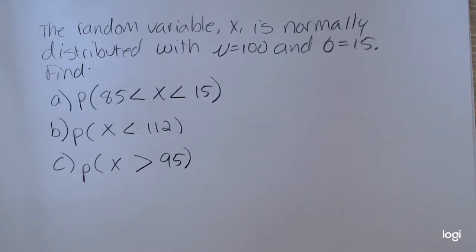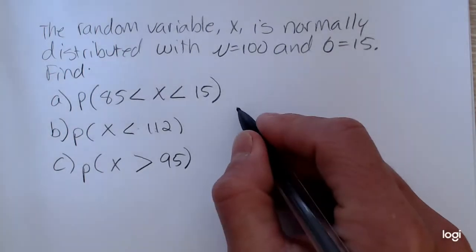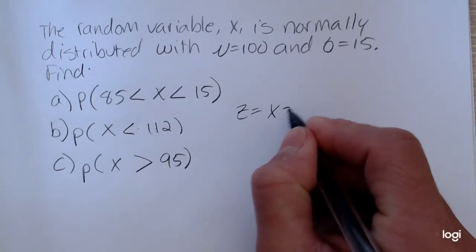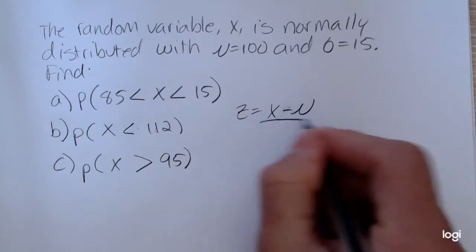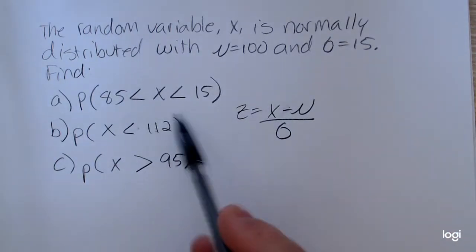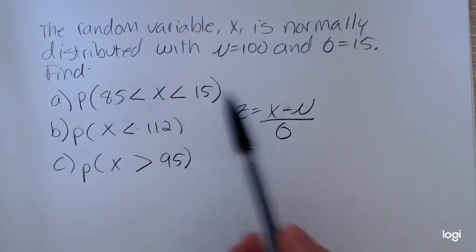Now, one thing to notice about this example is that while x is normally distributed, it's not standard normal. For a standard normal distribution, the mean is 0 and the standard deviation is 1. So we can convert those x values to z-scores using this formula: z is equal to x minus mu over sigma. I'd have to convert, for example, these two endpoints to z-scores.